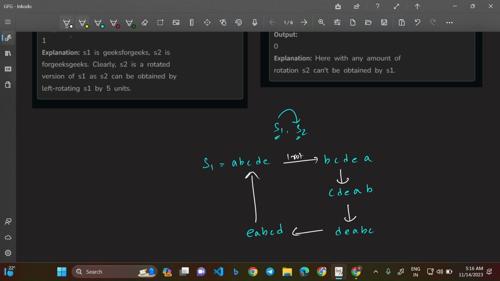Five rotations, isn't it? So here we have one rotation, here we have one rotation, here we have one rotation, here we have one rotation. We are doing it towards the left side. So after doing 5 rotations, I would get the same string.